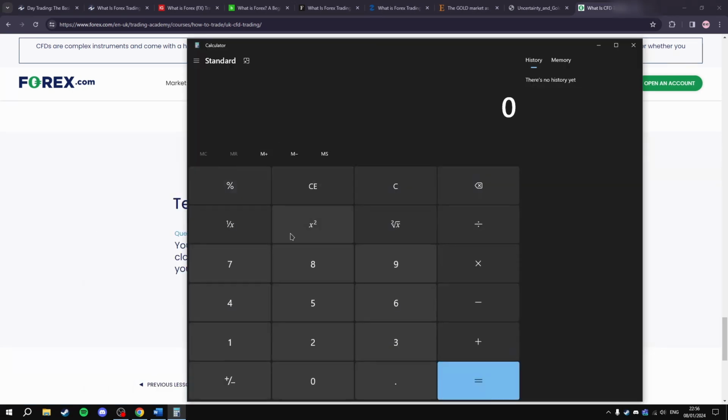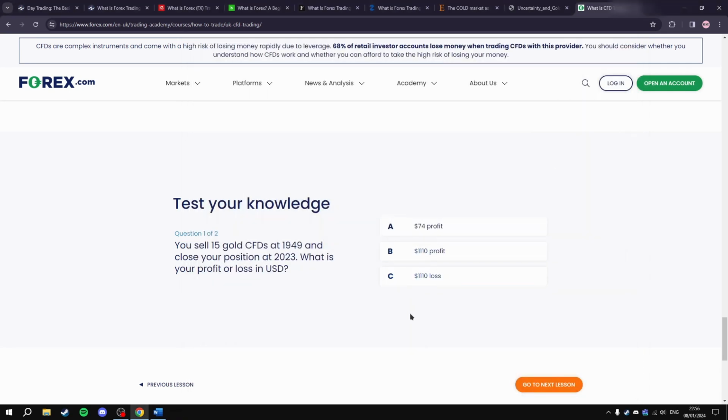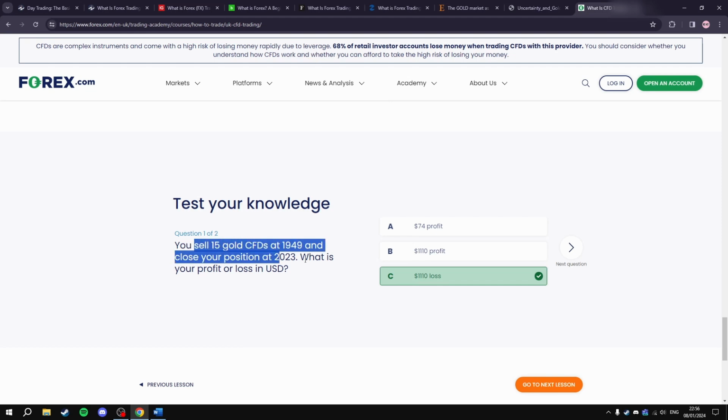Wait a second. Times 50. 1110. Profit. What's this, a loss? Oh, because you're selling, you're not buying. Oh, right, I read that wrong. If you buy, then it's a profit. But this is a loss because you sold it at that, and now you have to buy it back at a higher price, so you lose your money.